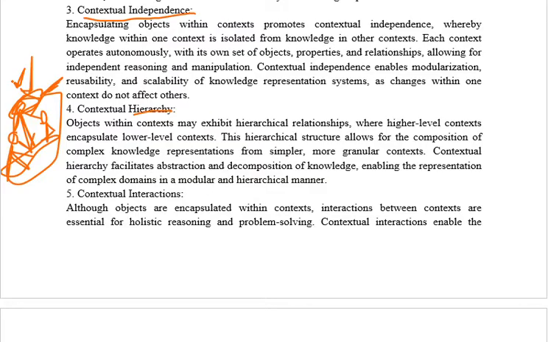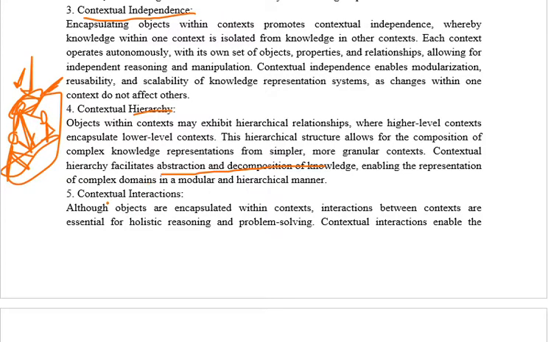So it is simple. Yes or no? As compared to the passage which is there in the context format. So I think that only. Okay. So contextual hierarchy facilitates abstraction and decomposition of the knowledge, and it will be enabling the representation of the complex domains. So the complex domains or complex contexts which are there will be decomposed, or transferred into a simpler format like a tree-like structure. By seeing it we can understand what the main domain is in the particular context.